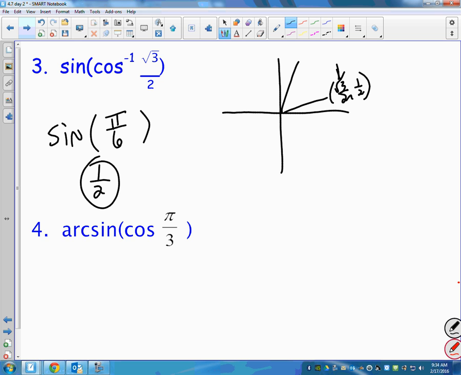Points right up there. So if this is radical 3 over 2, 1/2, that means that pi third is 1/2, radical 3 over 2. So the cosine is x. And that's just like what was on your homework yesterday. What angle has a sine of 1/2 between pi halves and negative pi halves?